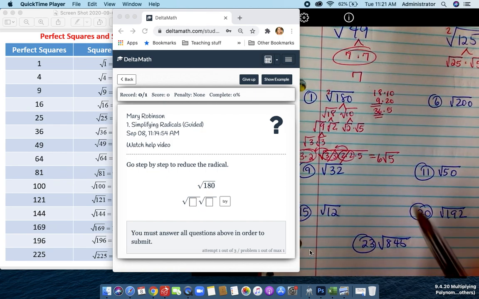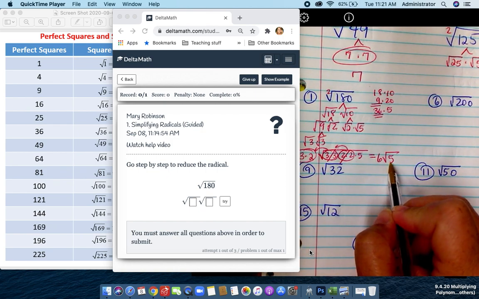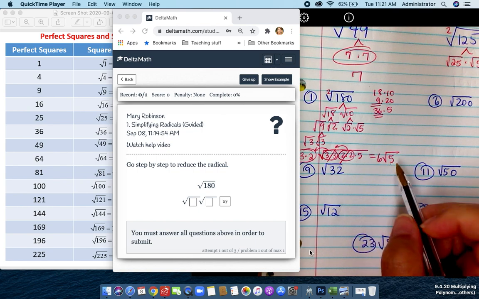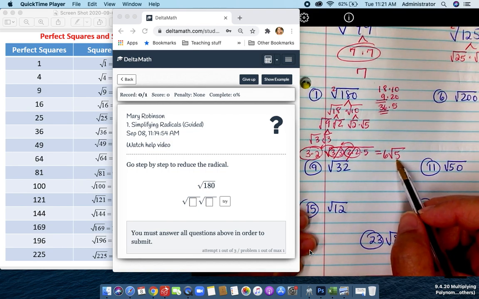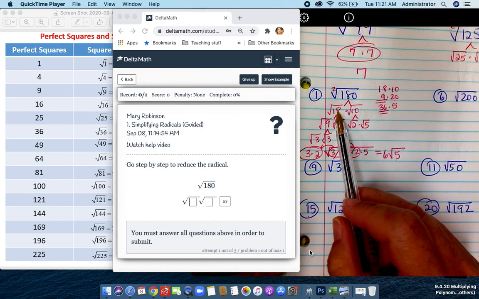And I know that I'm finished because 5 is an irrational number, since the square root of a non-perfect square is irrational, and there are no perfect square factors. So I've simplified 5 all I can. So again, why did I start with 18 and 10?